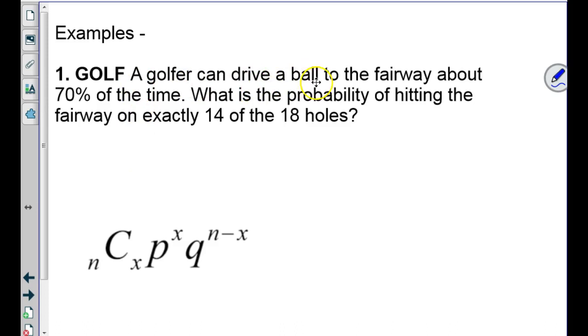It says a golfer can drive a ball to the fairway about 70% of the time. What is the probability of hitting the fairway on exactly 14 of 18 holes?